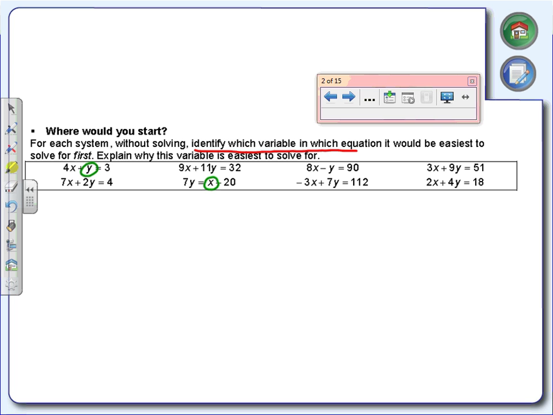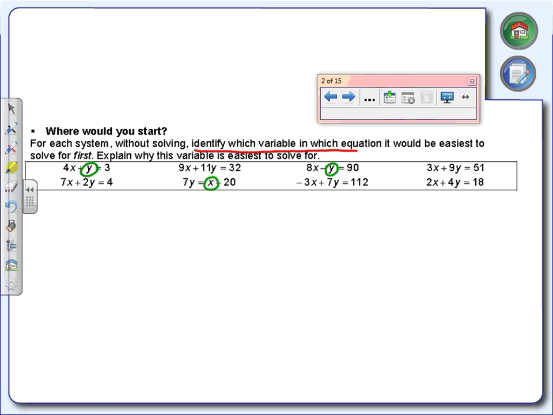Look at the third equation over there. Which one would you get by itself? Probably the y right here. Now, I don't know if you've noticed it, but all these ones that I'm choosing, do you notice something about the y values and x values that I'm choosing? What do they have in front of them? The 1. All right, so try to choose something that doesn't have a number in front of it or 1. Okay, it's going to make it a little bit easier.